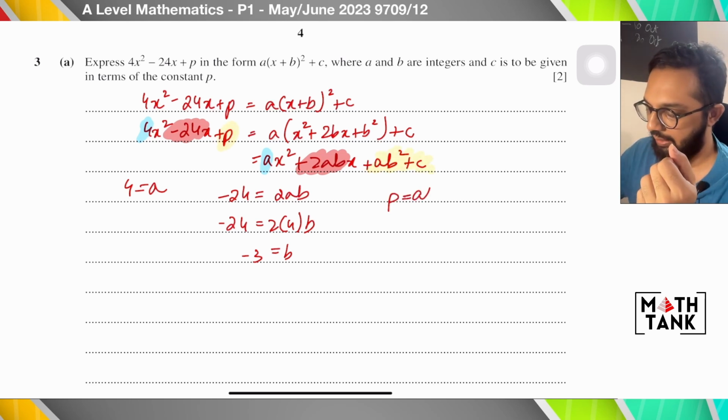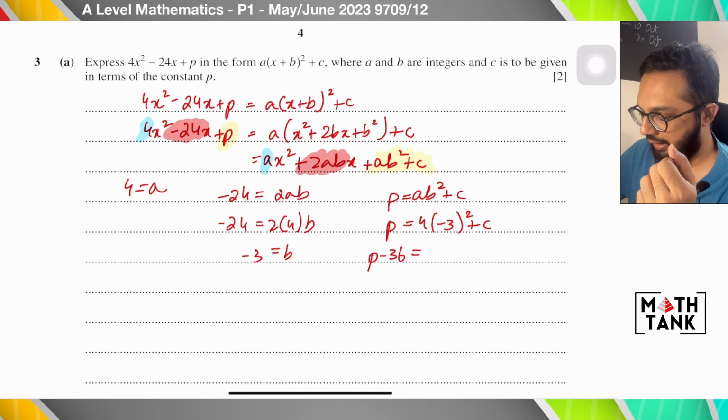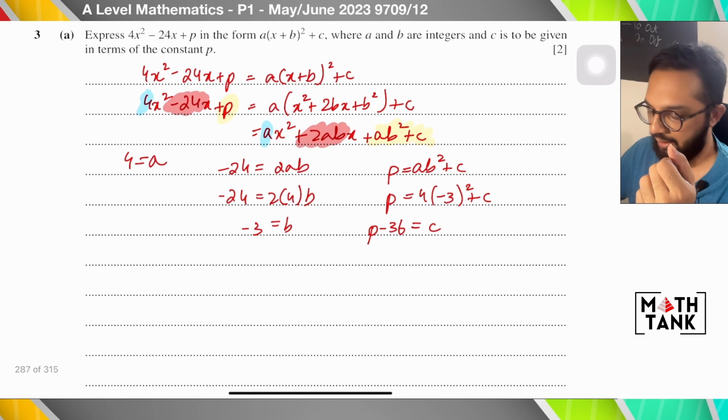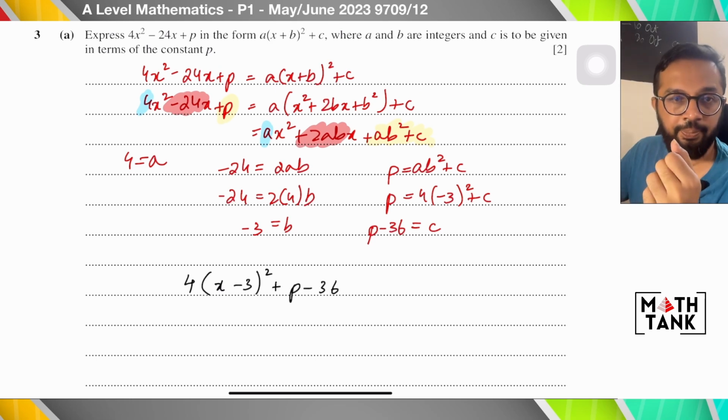So p equals ab squared plus c. p equals 4 into minus 3 squared plus c. So p minus 36 should equal c. So my expression becomes what? It becomes 4(x minus 3) whole squared plus p minus 36.